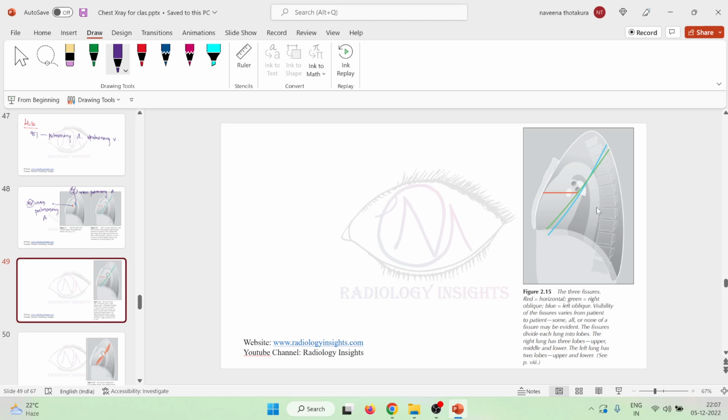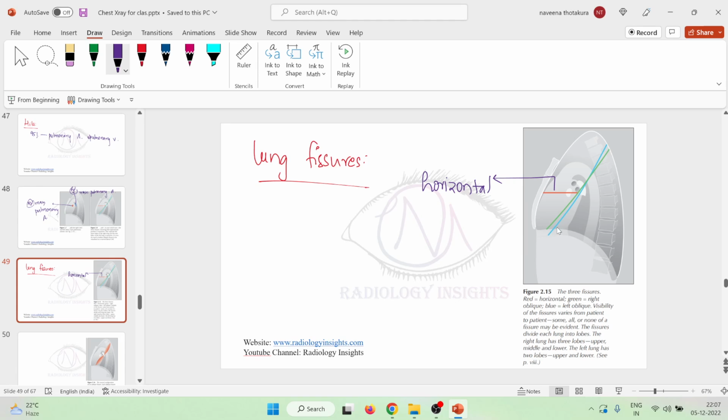Then we have lung fissures. In the lateral X-ray, this is the horizontal fissure, which is easily identified in lateral X-rays. Then we have oblique fissures also. Oblique fissures are somewhat like this.